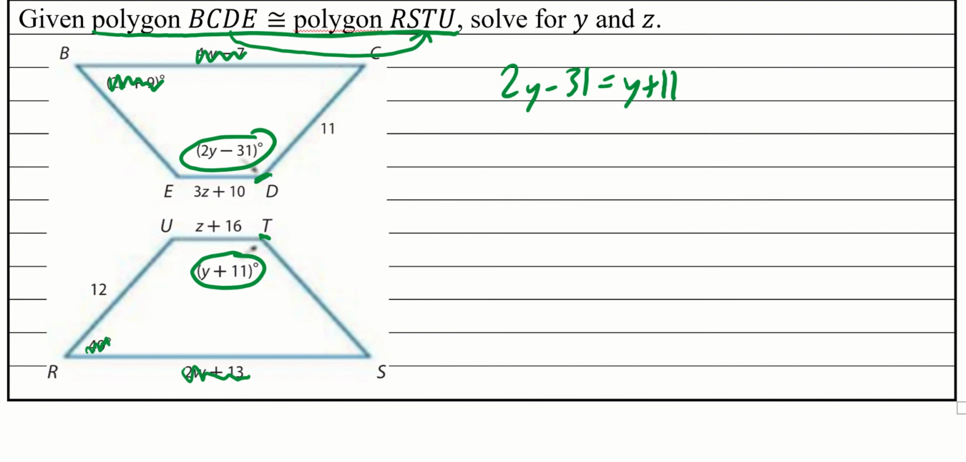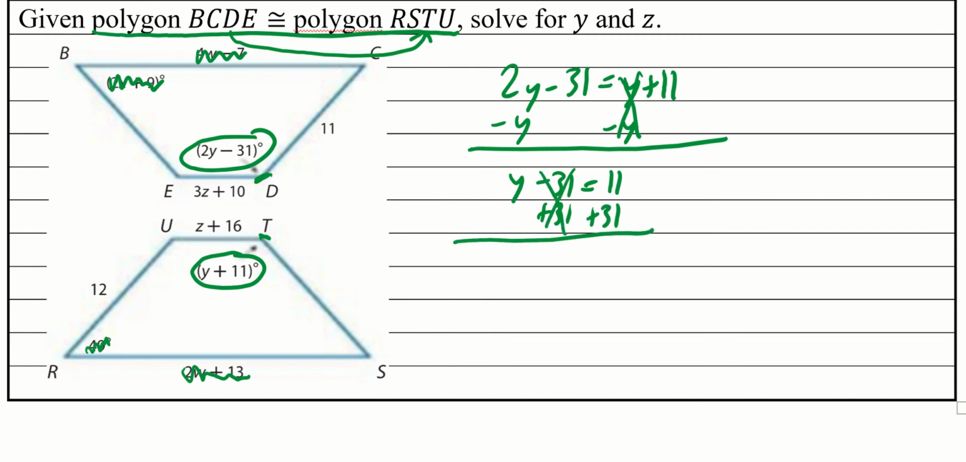Now that I have this, I can go ahead and just solve. There's multiple ways to do this. For instance, one way is subtracting y from both sides. When I do that, I have 2y minus 1y, which is just y, and then minus 31 equals 11. Last step, add 31 to both sides, and I get y equals 11 plus 31, which is 42. Okay, so first one we found it. I'm just setting them equal to each other.